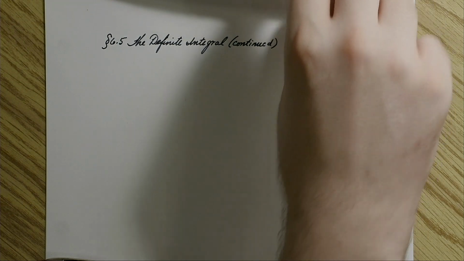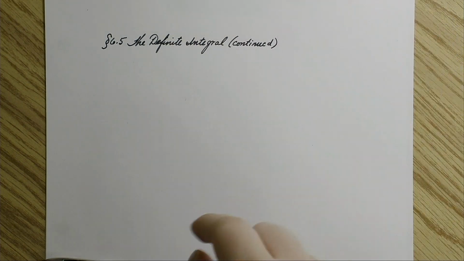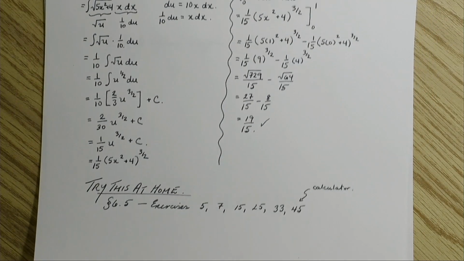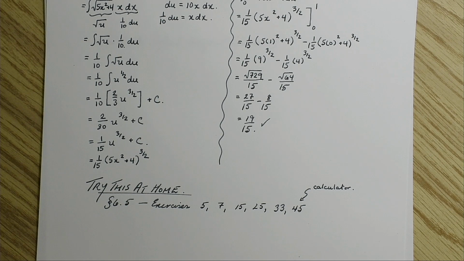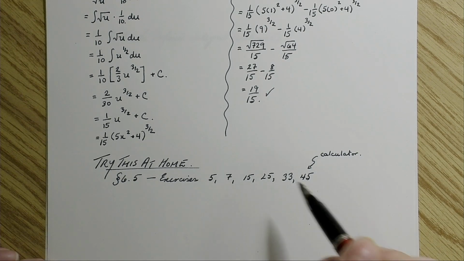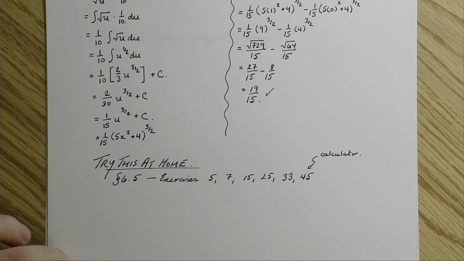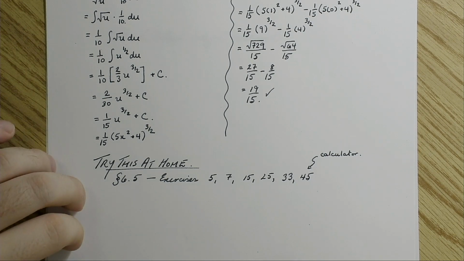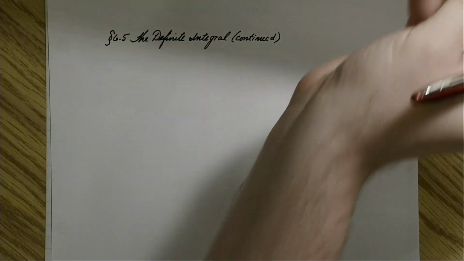Okay, so let's start off our lecture here, continuing in section 6.5, evaluating the definite integral. Last time we looked at how to evaluate the definite integral, and I gave you a couple of exercises to work at home. So we did 5, 7, 15, 25, 33, and 45. So we'll work through those, and then after that, we're going to go through a couple more exercises involving the properties of the definite integral. So we'll start off with exercise 5.